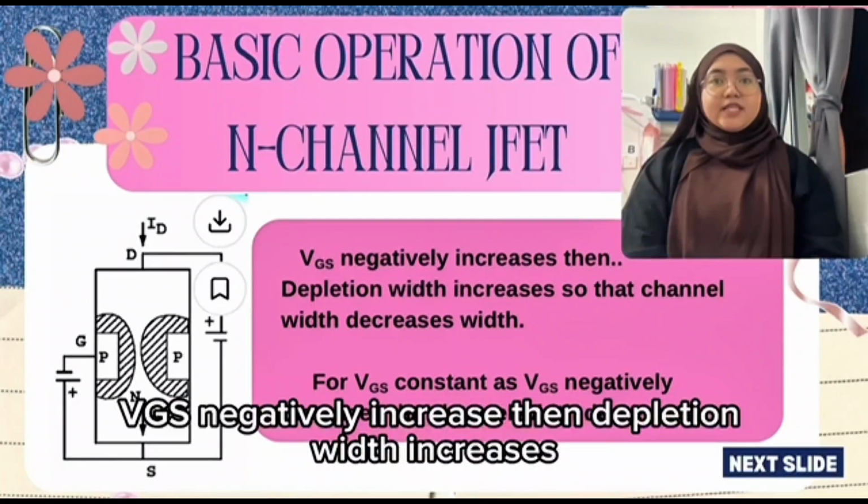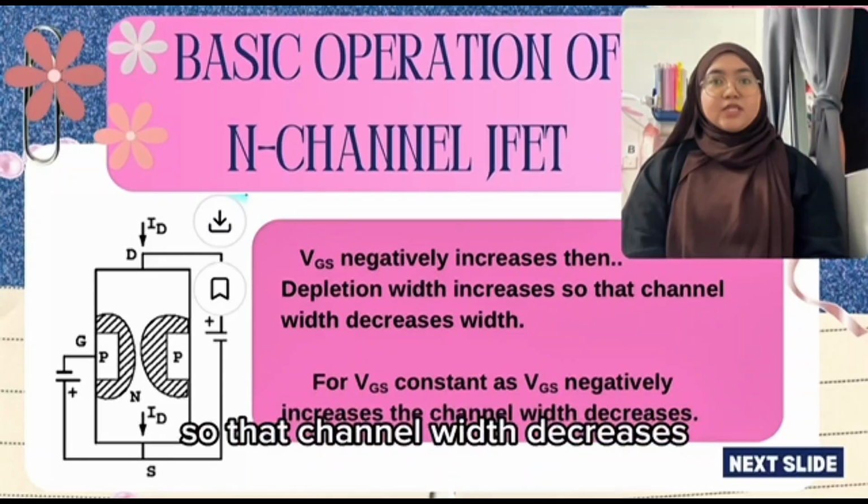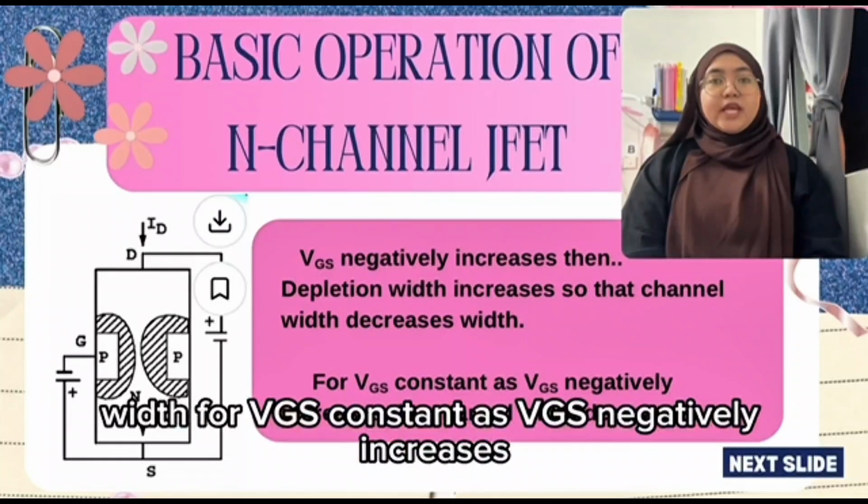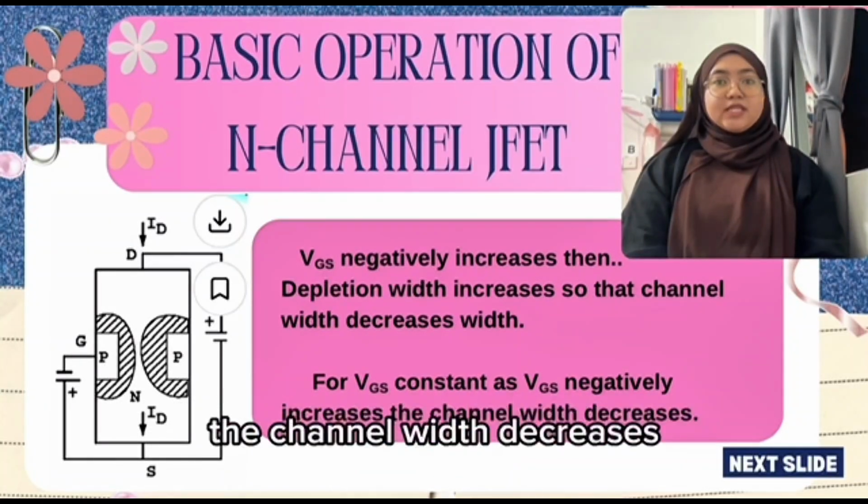Next slide. As VGS increases negatively, the depletion width increases, so the channel width decreases. For constant VDS, as VGS increases negatively, the channel width decreases.